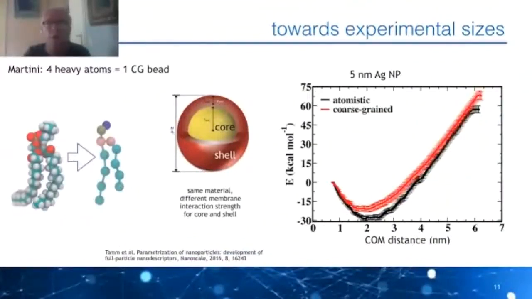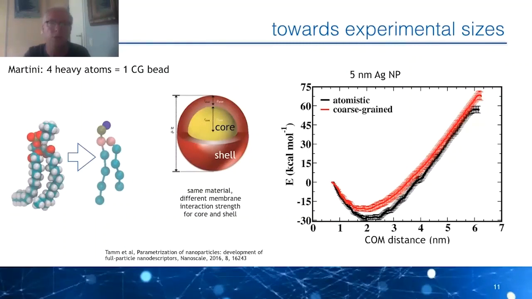So if we want to get to the experimental sizes, where the particles usually have a diameter of about 20 to 50 nanometer, we have to use coarse graining. So what we did is we used an existing coarse grain molecular dynamics representation, where you map 4 heavy atoms to 1 CG bead. And we did a trick actually to separate the particle in a core and a shell part, where the core and shell is actually not different materials, but they have slightly different properties.